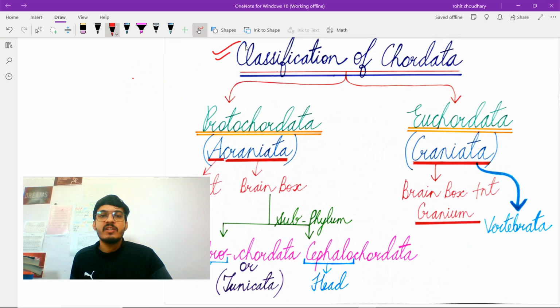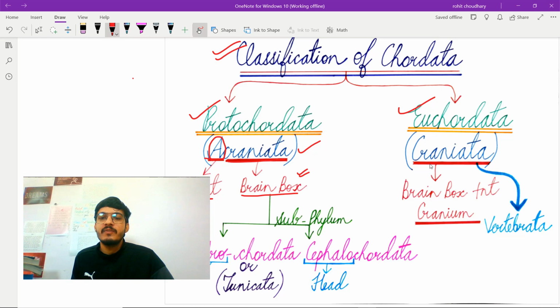Let's have a look at the classification of Chordata. Chordata is classified broadly into two main types, Protochordata and Urochordata. Protochordata consists of organisms in which a brain box is absent, and the term used for such organisms is Acraniata. A means absent and craniata means brain box. See, in biology, the meaning lies within the term. If you know the meaning of the term, then you can easily elaborate it. You don't need to cram anything.